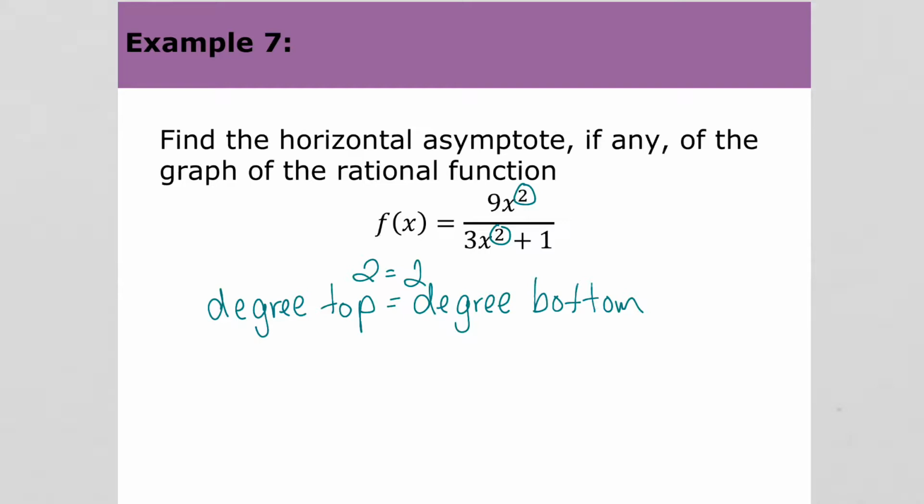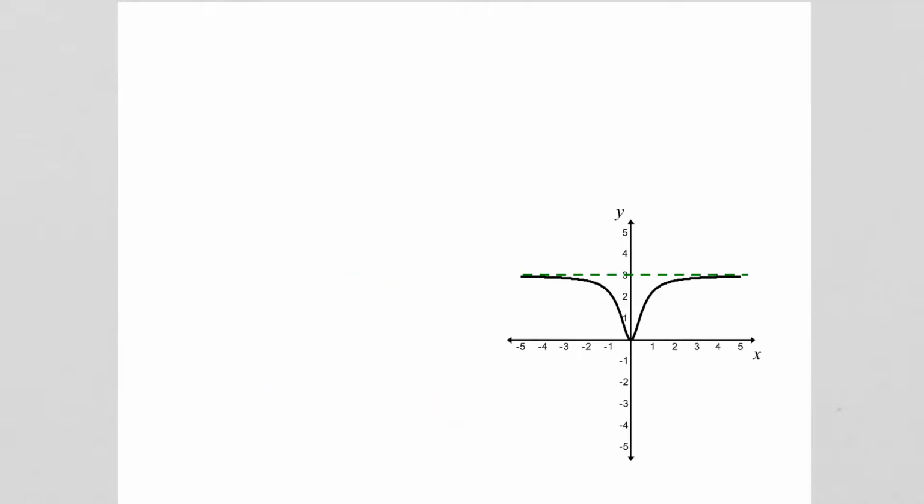So in this case, then we pick the numbers out front, and those will be in our horizontal asymptote. So y equals 9 over 3, which of course can be simplified to y equals 3. So y equals 3 is your horizontal asymptote. Again, you have to have the y equals out front because it is a horizontal line. And here's a picture of it. You can see your horizontal asymptote going here.